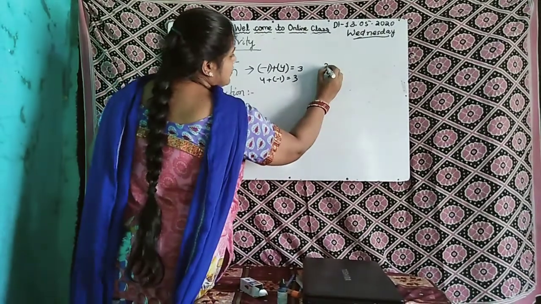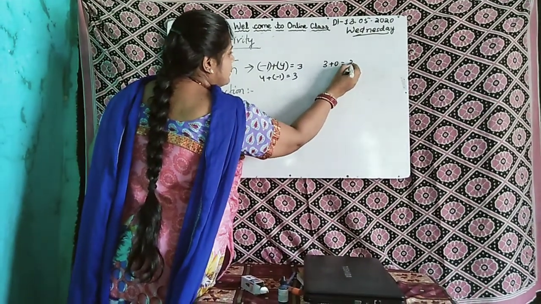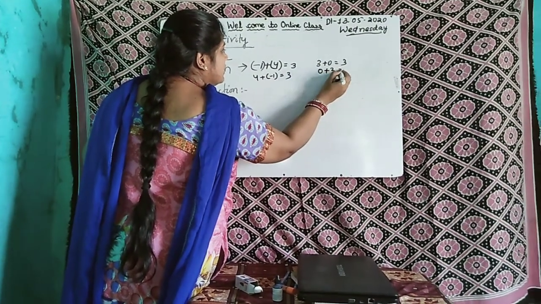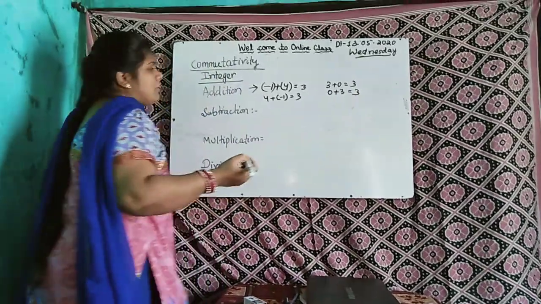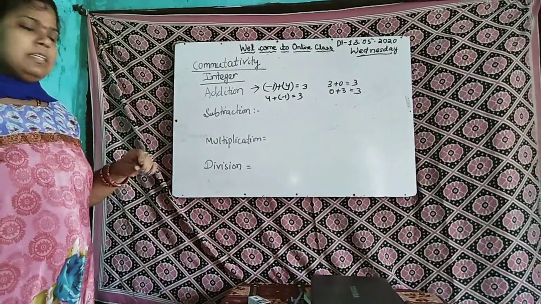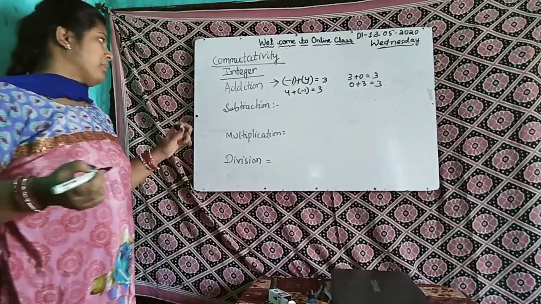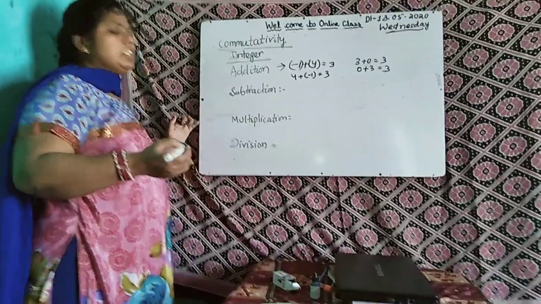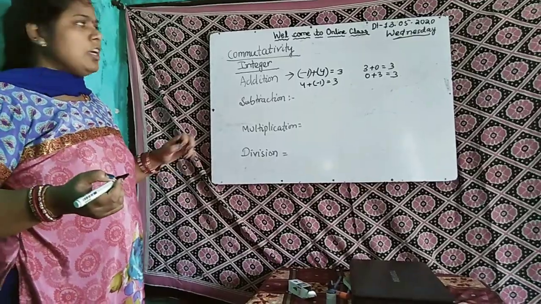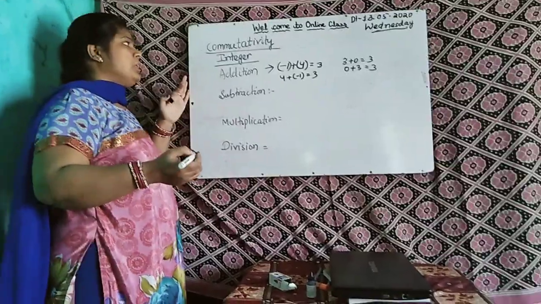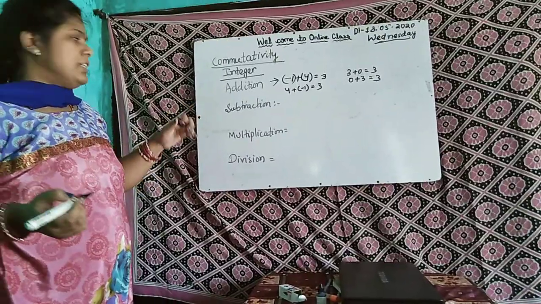Suppose 3 plus 0 equals 3. 0 plus 3 is also 3. So after addition we get the same integers. So here we say that integers are commutative under addition. Integers satisfy the commutative property in addition.